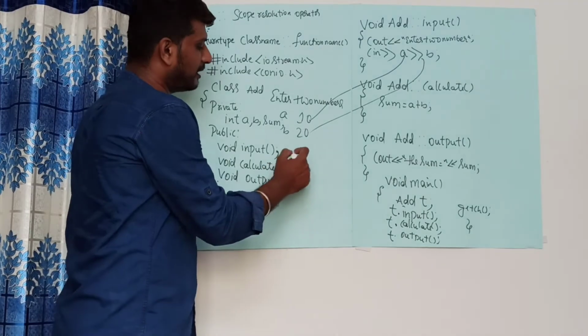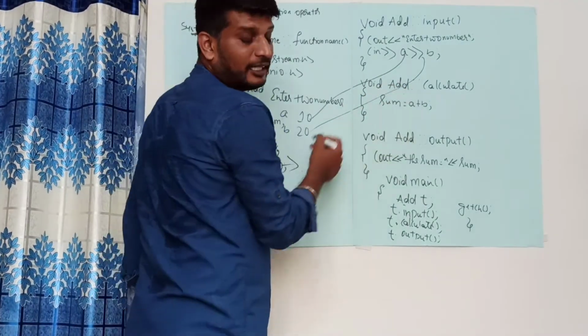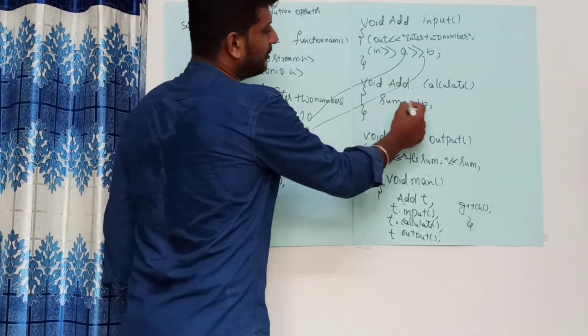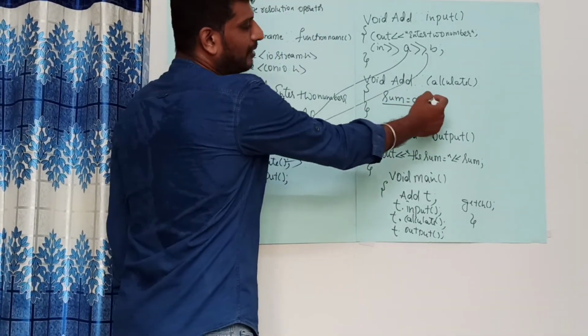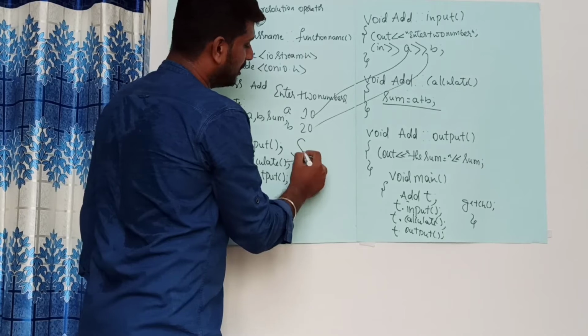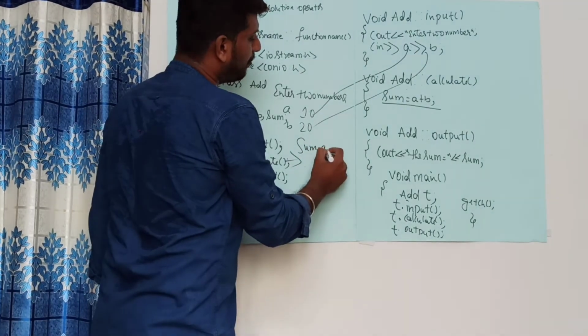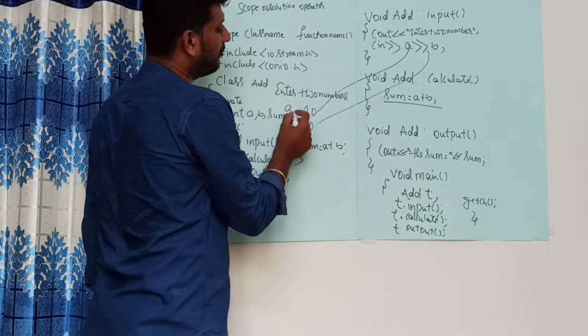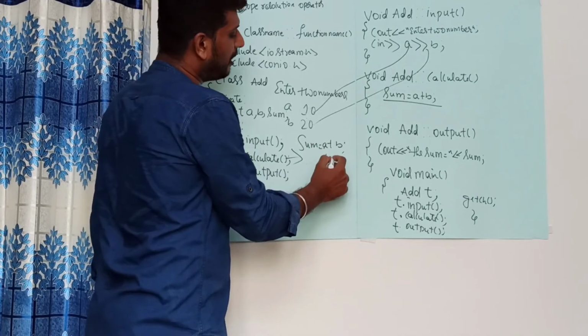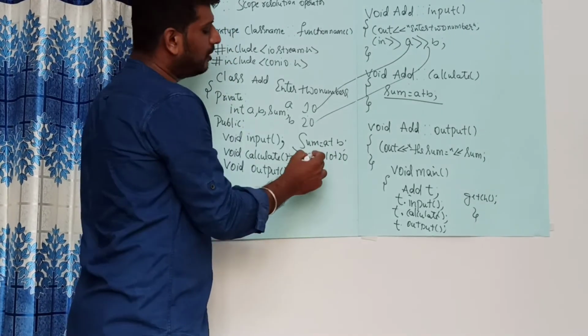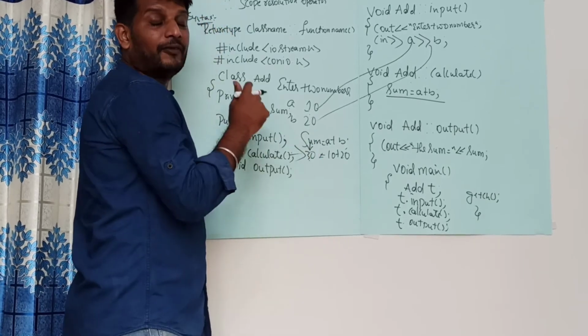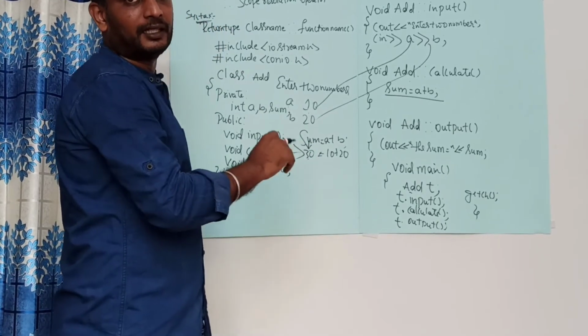This function will be called and the function definition is over here. Inside this function definition, you have only one statement, that is sum is equal to A plus B. The value of A is 10 and the value of B is 20. So 10 plus 20 is nothing but 30. Now the value of the variable sum is 30.